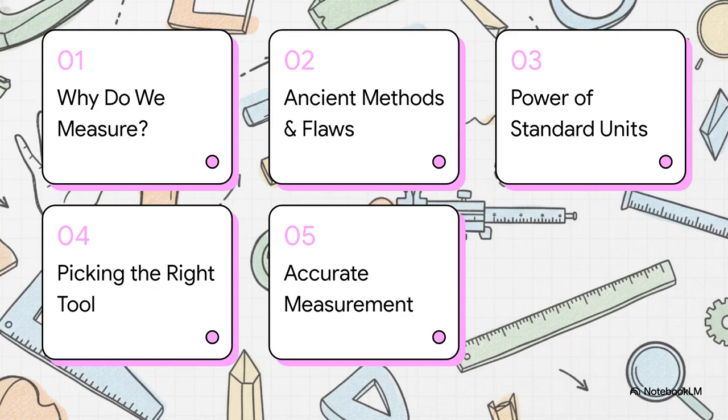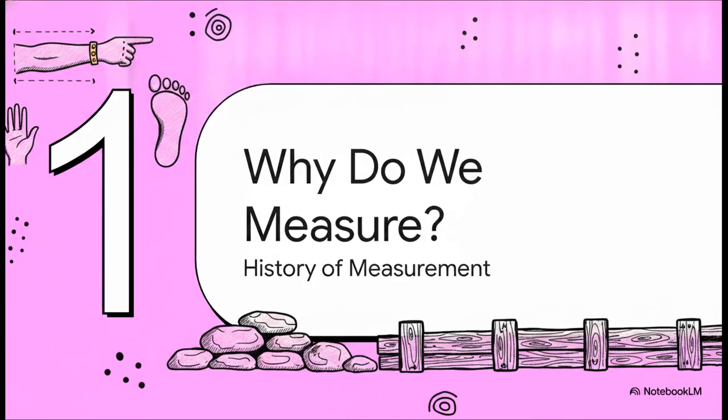Okay, here's our quick roadmap for today's explainer. First, why do we measure? Second, ancient methods and their flaws. Third, the power of standard units. Fourth, picking the right tool. And finally, mastering accurate measurement. All right, jumping into section 1.